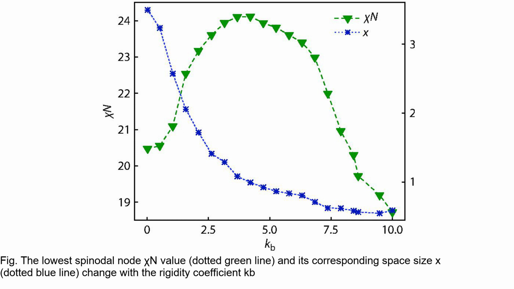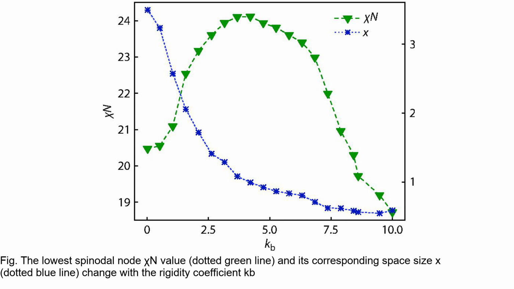The figure shows that as the rigidity coefficient Kb increases, the spinodal node chi-n initially increases and then decreases. This indicates an expansion of the region of the disordered phase followed by an expansion of the stable region of the ordered phase. The fluctuation mode x corresponding to the spinodal node chi-n exhibits a decreasing trend as the rigidity of the cyclic chain increases.